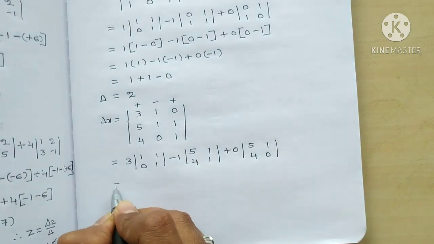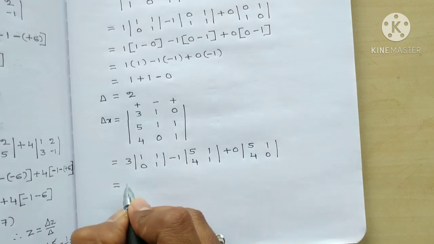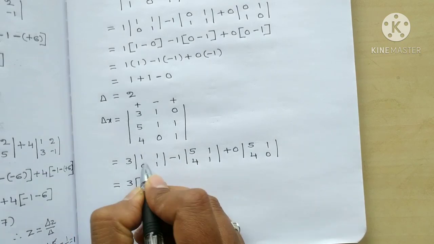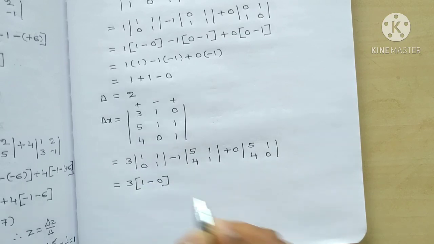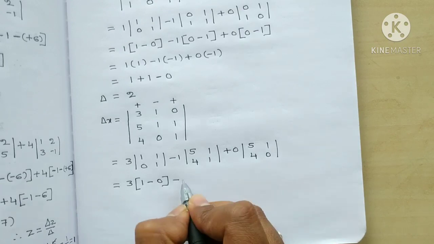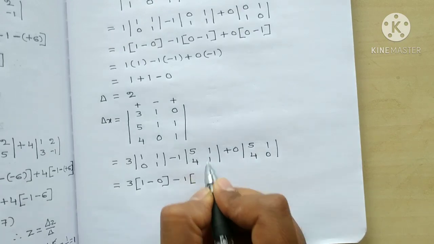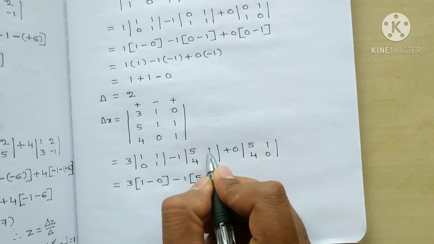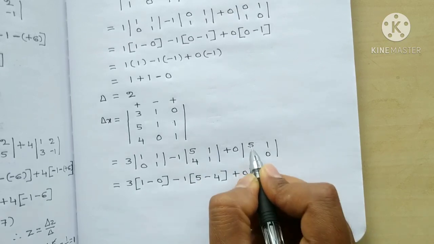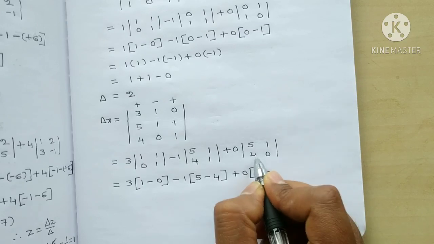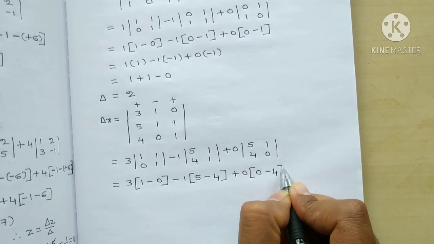So now apply the second order rule. 3 into bracket, this is 1 minus 0 into 1 is 0, minus 1 into bracket 5 into 1 is 5 minus 4 into 1 is 4, plus 0 into bracket 5 into 0 is 0, 4 into 1 is 4.